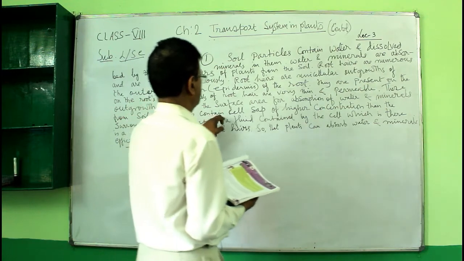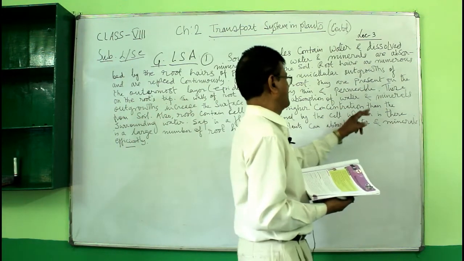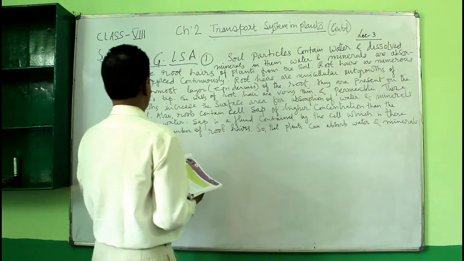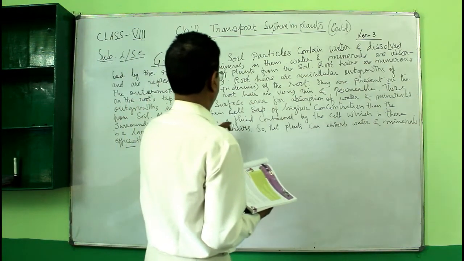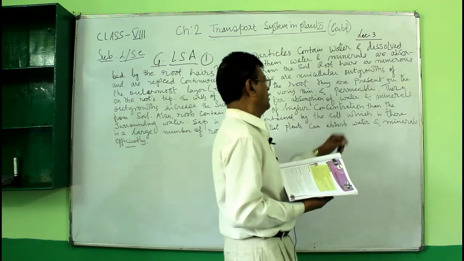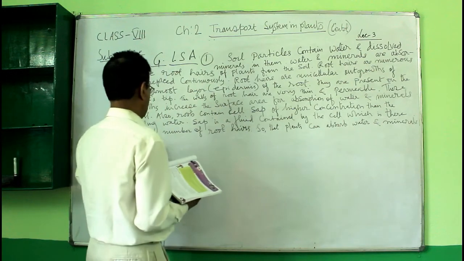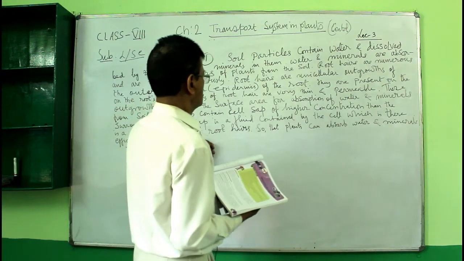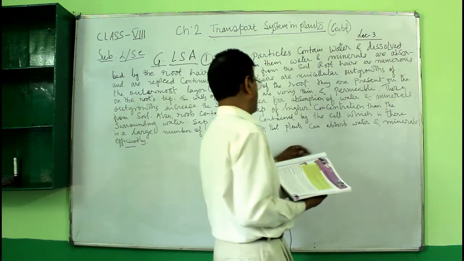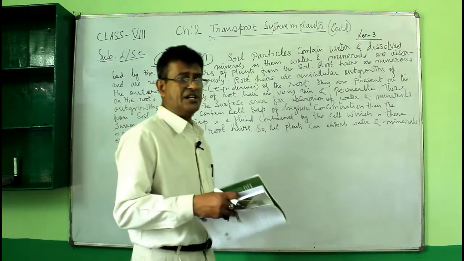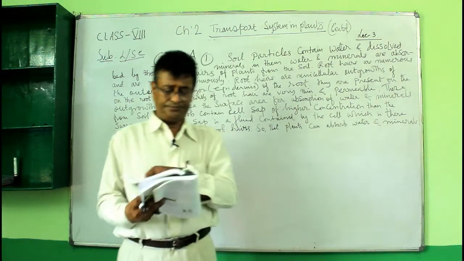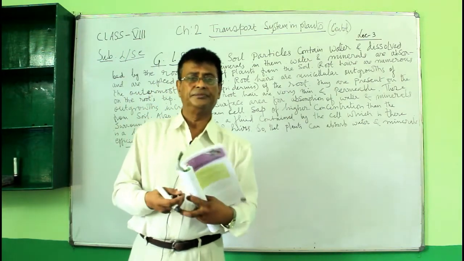Also, roots contain cells of higher concentration than the surrounding water. Sap is a fluid contained by the cell wall, which is there in a large number of root hairs, so the plants can absorb water and minerals efficiently. We will come to the next question number.